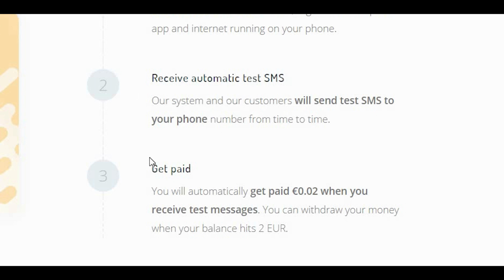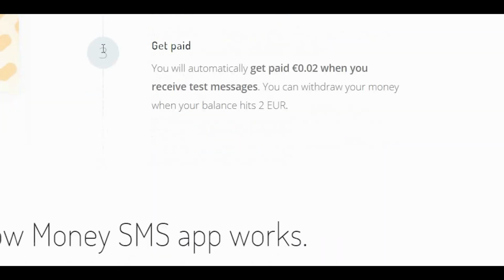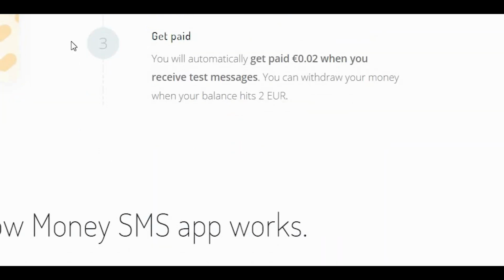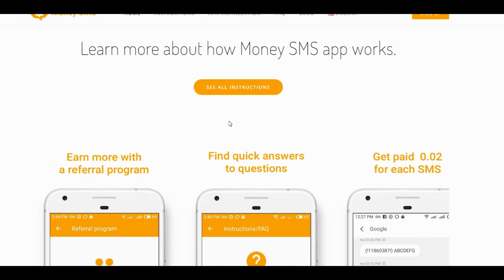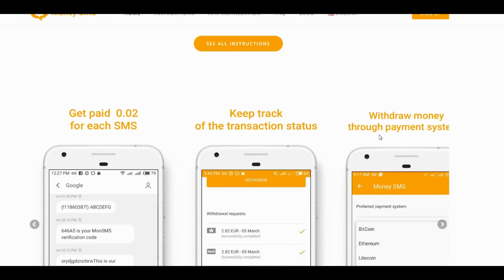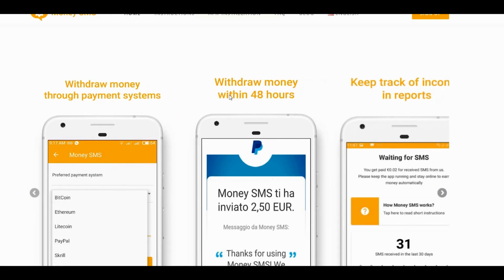As you scroll down, you'll notice that this app gives you the option of choosing your favorite payment method from a variety of possibilities. You can accumulate money on a balance, earn money online automatically, earn more with referral programs, find quick answers to questions, keep track of the transaction results, withdraw money through a payment system, withdraw money within 48 hours, and lastly, keep track of income in reports.